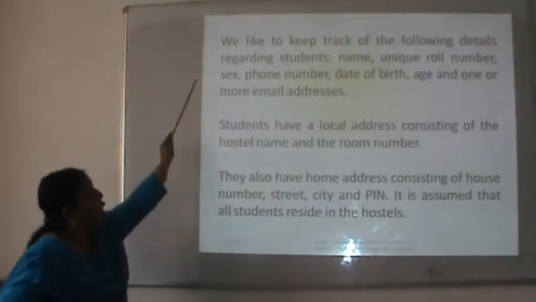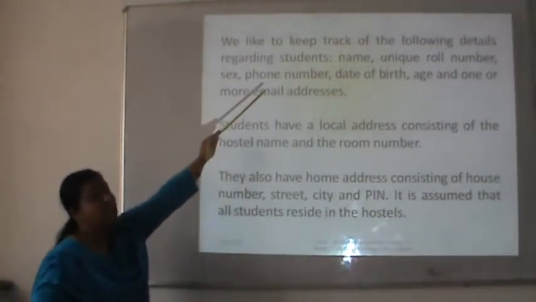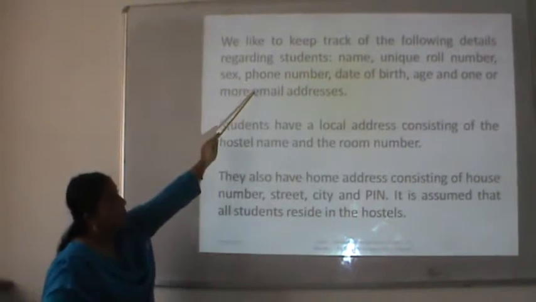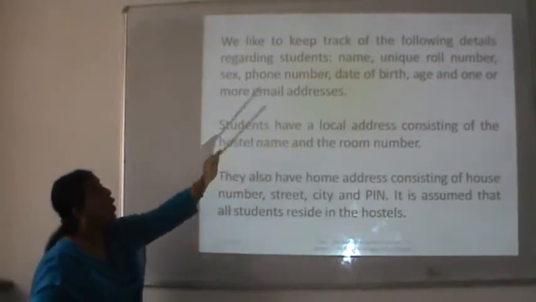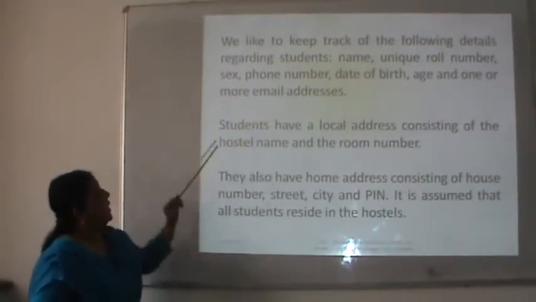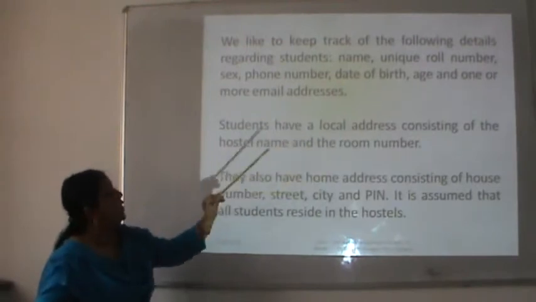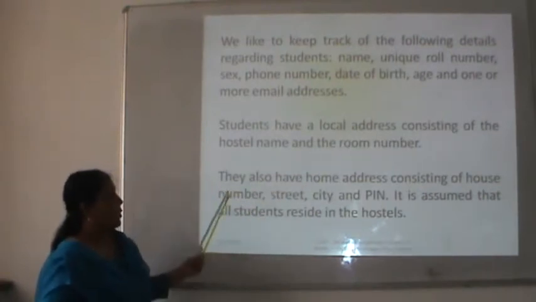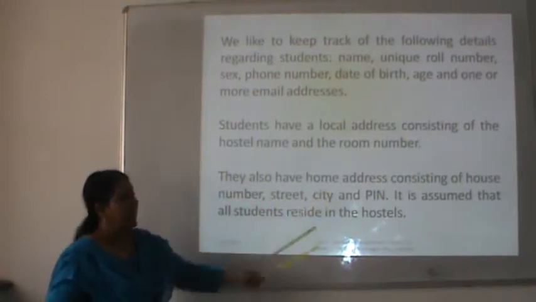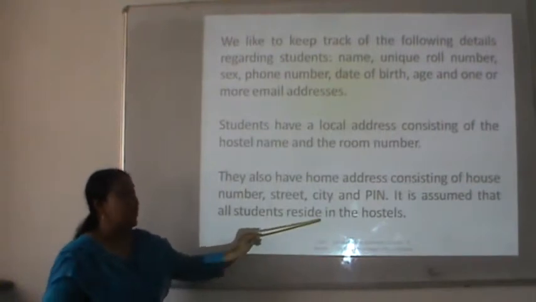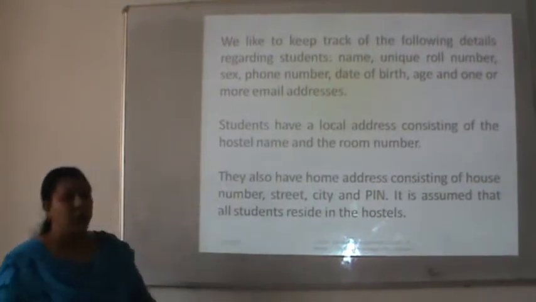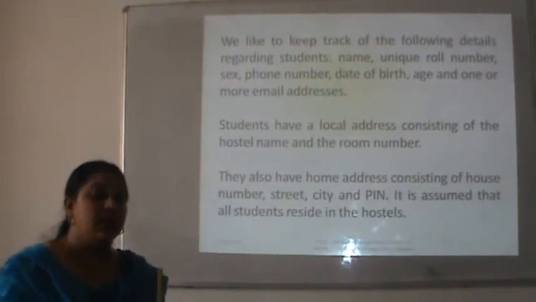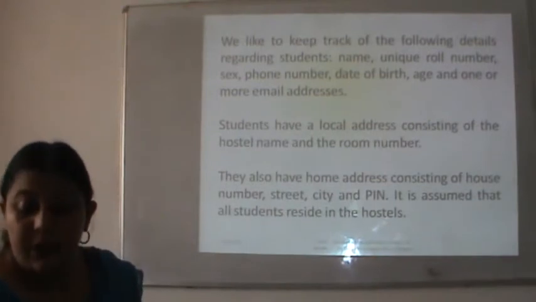Now, we would also like to keep a record of the following details regarding students: name, unique enrollment number, sex, phone number, date of birth, age, and one or more email addresses. Students have a local address consisting of the hostel name and the room number. They also have a home address consisting of house number, street, city, and pin code. Now it is assumed that all students reside in the hostel. So reading this problem, we'll have to identify the entities, the attributes associated with those entities, and the relationships that exist between these entities.